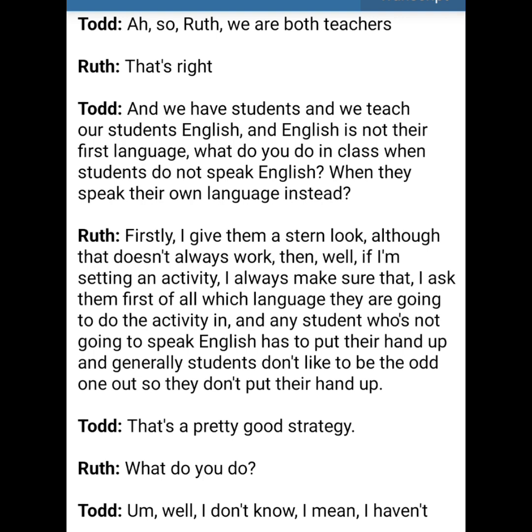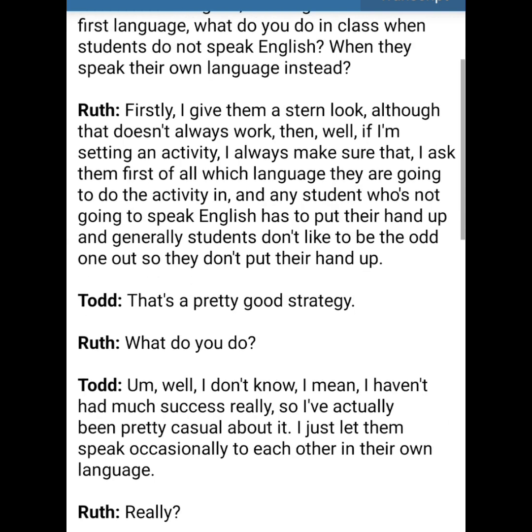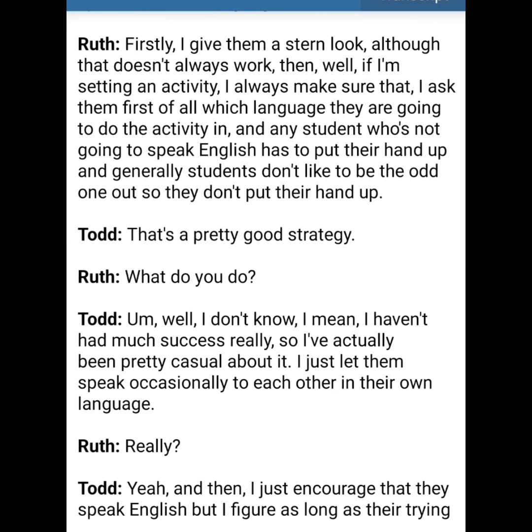Firstly, I give them a stern look, although that doesn't always work. Then, well, if I'm setting an activity, I always make sure that I ask them first of all which language they're going to do the activity in, and any student who's not going to speak English has to put their hand up, and generally students don't like to be the odd one out, so they don't put their hand up. That's a pretty good strategy. What do you do?